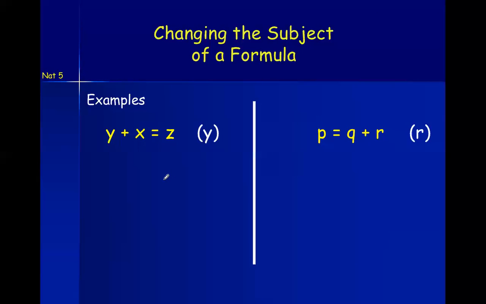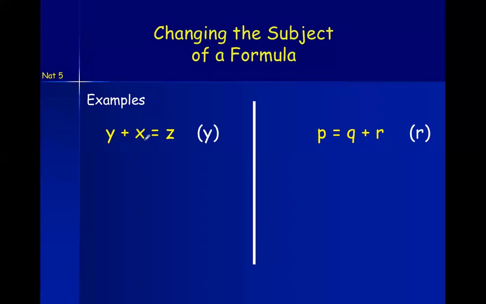So let's get some examples. Here we've been told to change the subject of the formula to be y when you are given y plus x equals z. So how do we do that? What is annoying us next to y? X. I've got a plus x, yeah. I've got an add x.